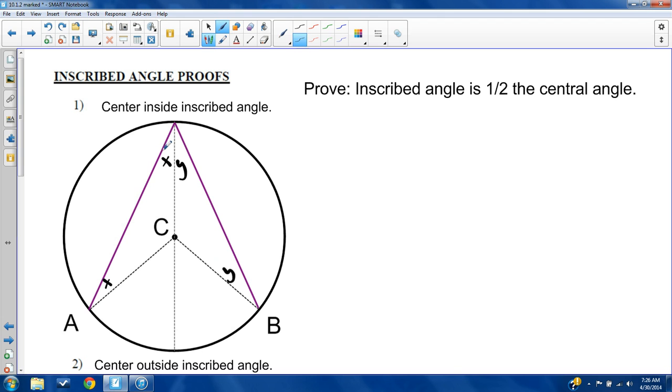So what I know right now is that my inscribed angle, this measure, is x plus y. So my inscribed angle is x plus y. Okay? Here's the central angle that I'm looking at. Remember, this was a radius, this was a radius right here. Here's the central angle that I'm trying to find something else about too. Now, so far I don't have anything on it. I don't have the skinny on it yet, if that makes sense.